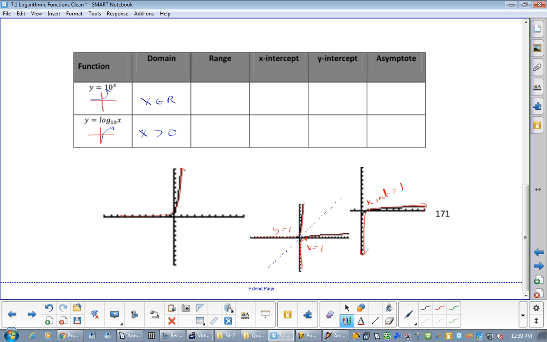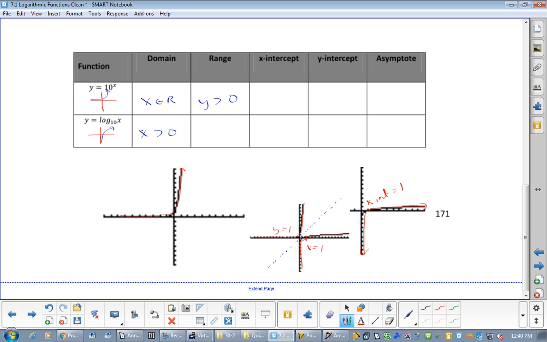Okay, let's talk about the range of y equals 10 to the x. What's the range? What y values? Okay, here I am. Cruise along, and then I'm going like that. So, am I doing any negative y's? Okay, how about 0? No, so what would be the range? Y is greater than 0.